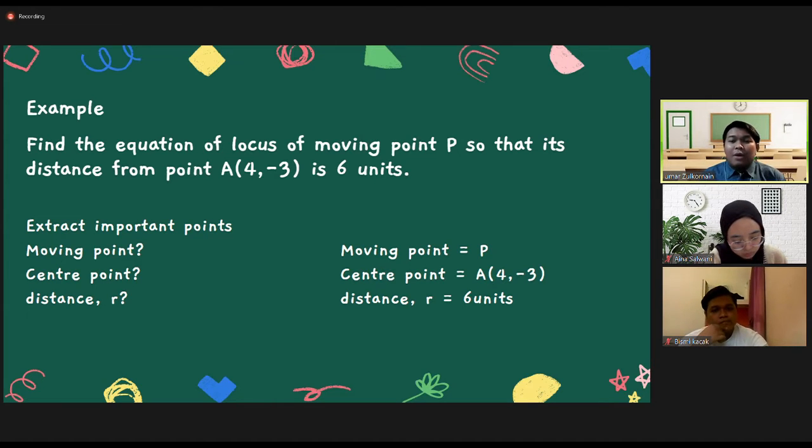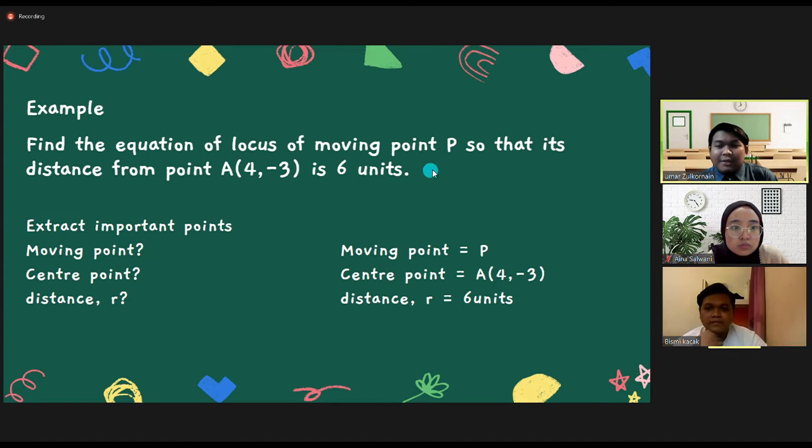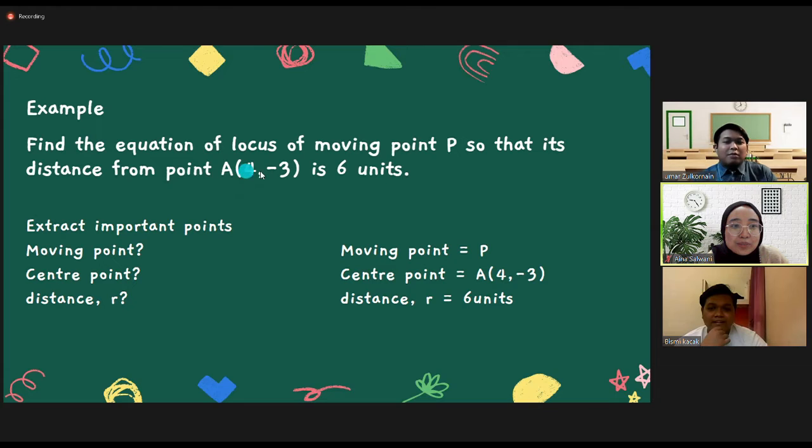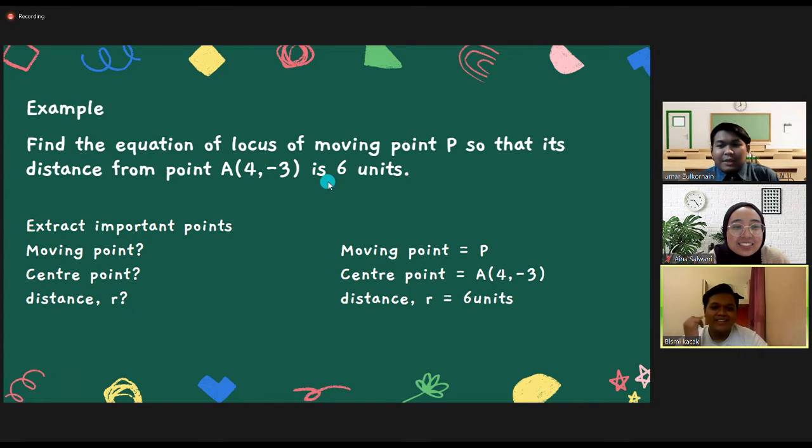In the question, it is stated that the moving point is P. P is the moving point. So what is the center point? Center point is A. Yes, true, (4, -3). And the distance is 6 units. All right, very good. 6 units.